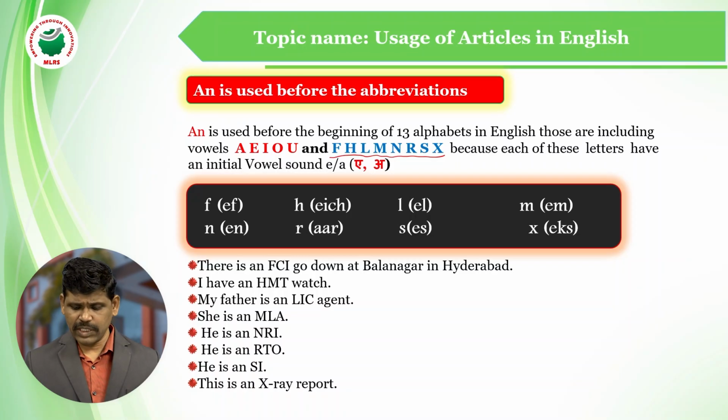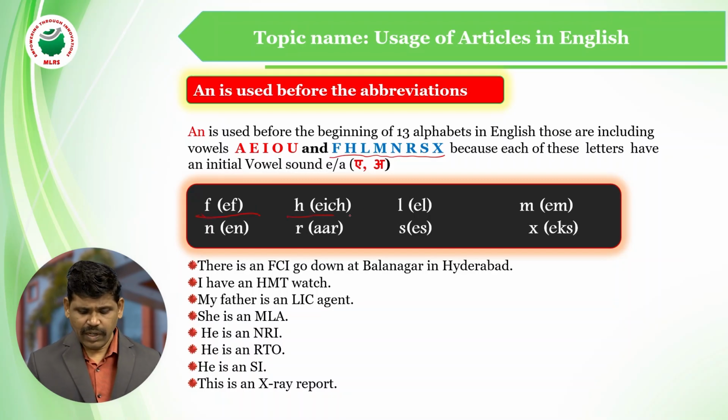Because each of these letters has an initial vowel sound: E, R, A. Example, A or A, the initial sound. Alphabets A, E, I, O, U, generally we use article an. But for the remaining alphabets there is confusion: F, H, L, M, N, R, S, X. Example, alphabet F. If you take alphabet F, what is the initial sound? A sound is there in F. What is there in F? An A sound is there.